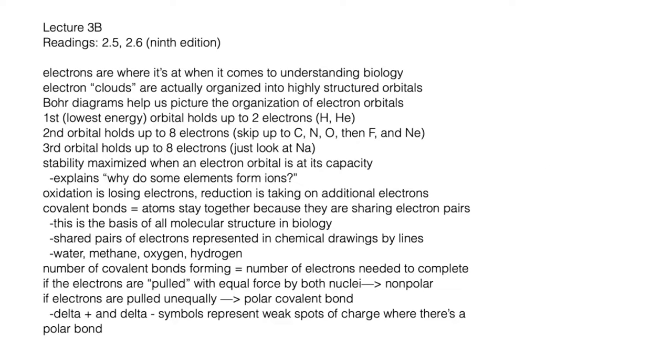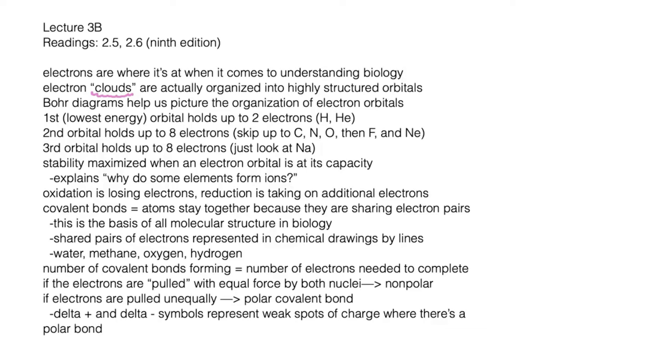I say electrons are where it's at when it comes to understanding biology, and that is absolutely true. Now, in the previous lecture, we called them electron clouds, right? Which, to me, is not really accurate because it suggests the electrons are kind of floaty in clouds, not really structured, kind of chaotic. And that's not true at all.